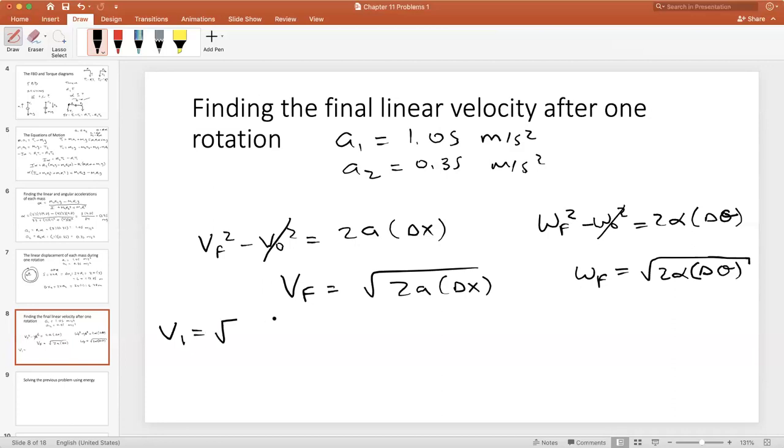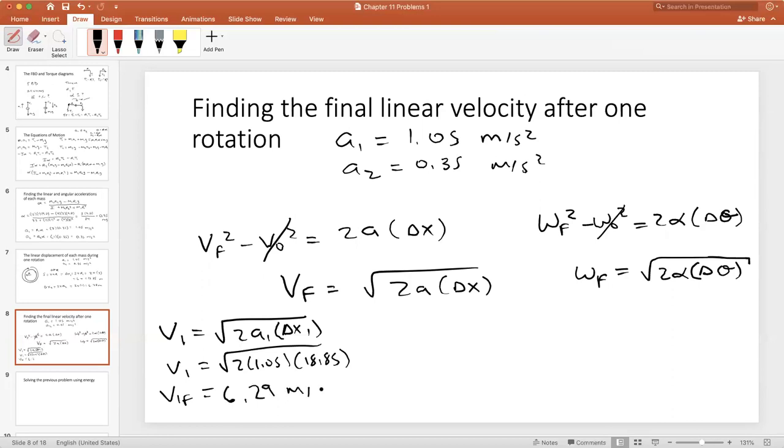So for V1, I have the square root of 2 times A1 times delta X1. Right. And so this was 2 times 1.05 times 18.85, I should really write final there, which is 6.29 meters per second. And V2 is the same, square root of 2 times A2 times the change in X2, which is 2 times 0.35 times 6.28, which is 2.07.